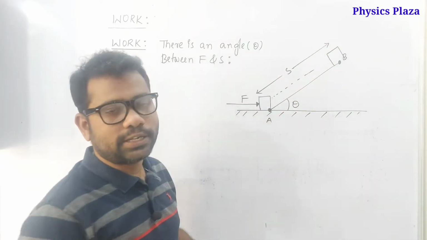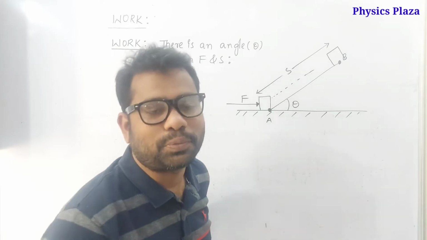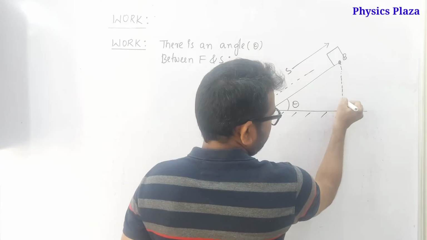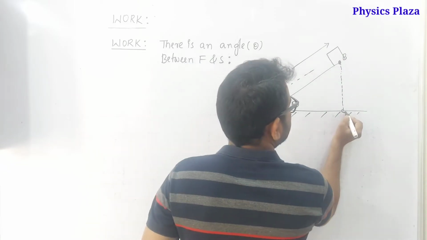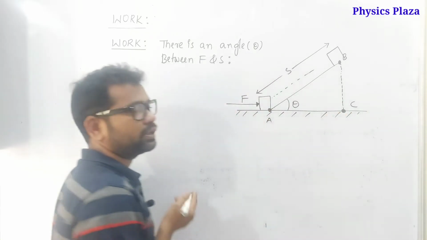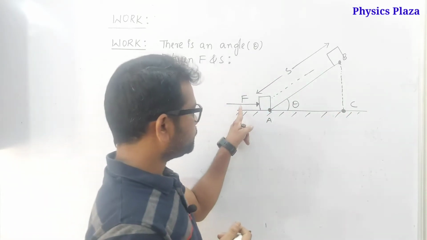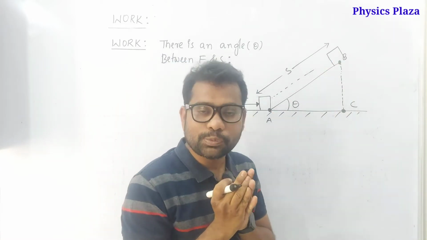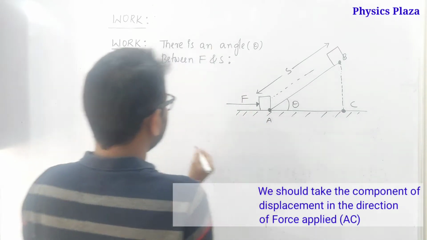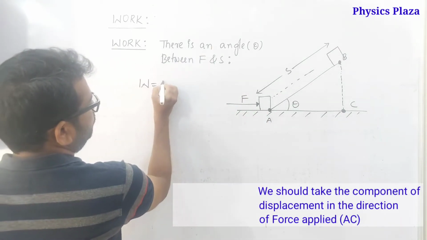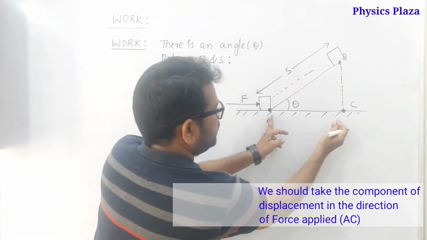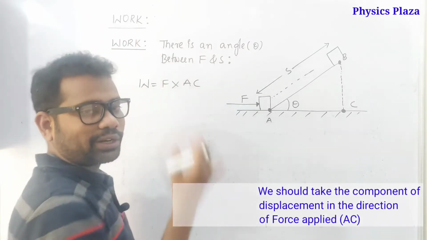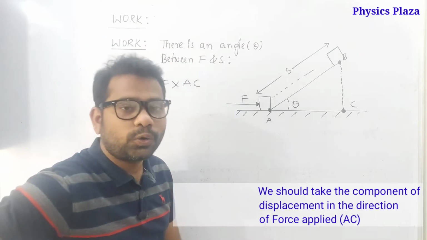In this case, how to calculate is very, very important. Come on, look here. From this point B, children, let us make a projection, a perpendicular line to the horizontal surface, and name it C. But the thing is, children, we know the body is going from A to B, but when you take the displacement, the work done we should take as force into displacement, which is A to C. AC we should take. But AC is not known, children. Then how to calculate?